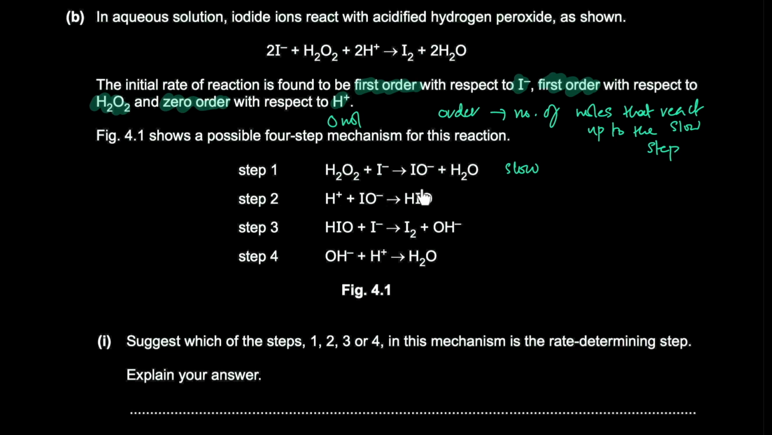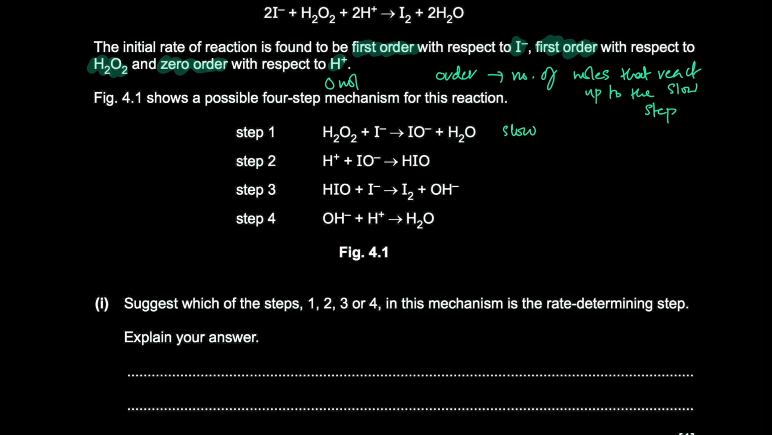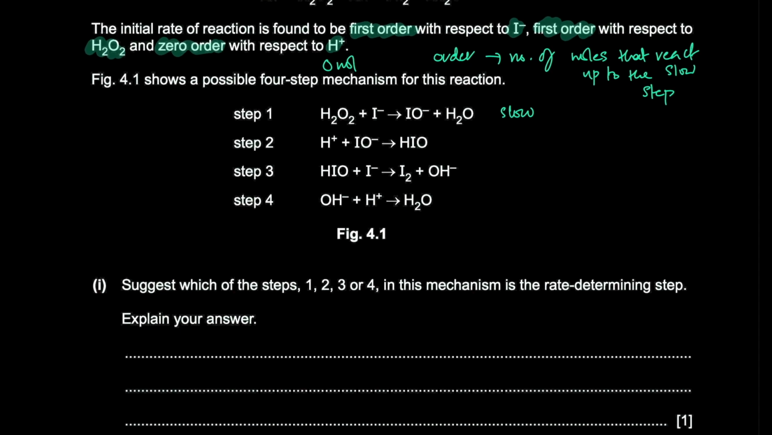It can't be the second step or the third or the fourth, because in the second step we have H+. So if step 2 was the slow step, then we have 1 mole of H+ that's already reacted. Again, we have 0 moles of H+ up to the slow step, so the first step has to be the slow step, because there should be no H+ up to the slow step. The H+ has to come after the slow step. So the explanation is that 1 mole of H2O2 and I- react in step 1, and H+ reacts after.